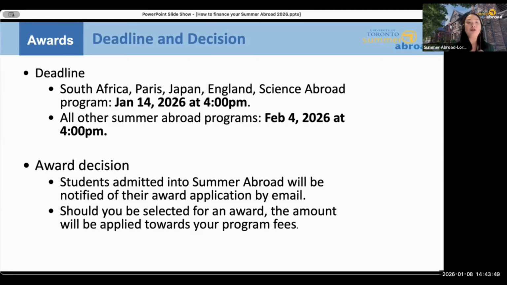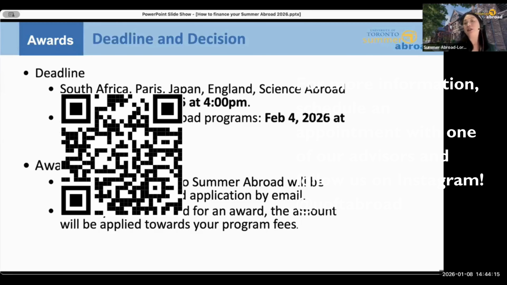Award decisions, we try to make sure that they're in sync with the admission decisions. So as soon as the admission decision emails go out, normally in a day or two, the funding decisions go out as well, so you are better informed about your resources before you make a decision to move forward. Should you be selected for a Summer Abroad Award, it will be applied towards the Summer Abroad program fees.